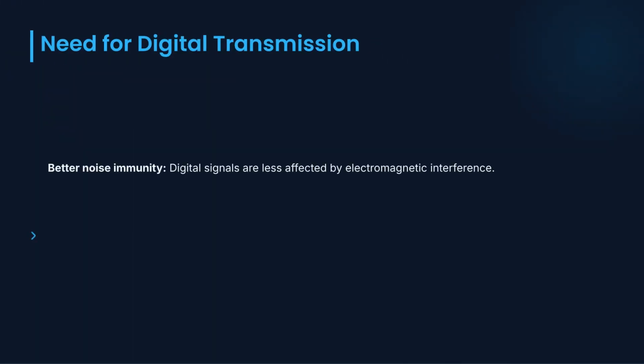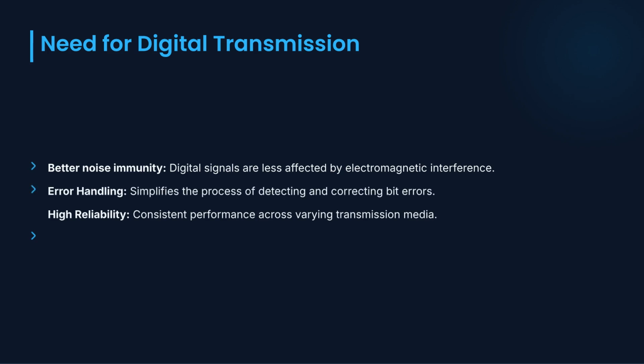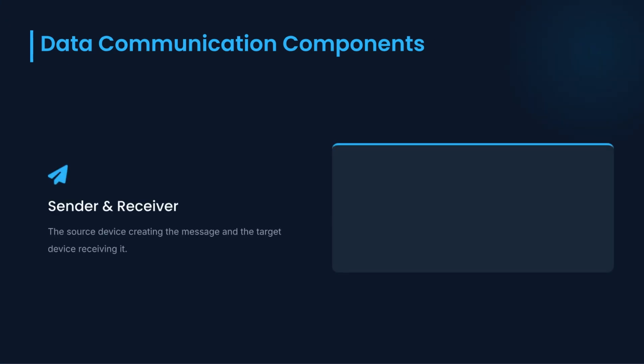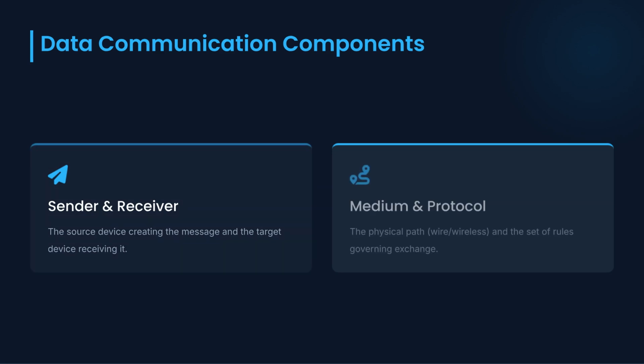Digital transmission is favored for its benefits, including better noise immunity and high reliability. It also simplifies error handling and facilitates secure communication through encryption. Key components of data communication are the sender and receiver, which are the source and target devices. The medium is the physical path, and the protocol is the set of rules governing the exchange.